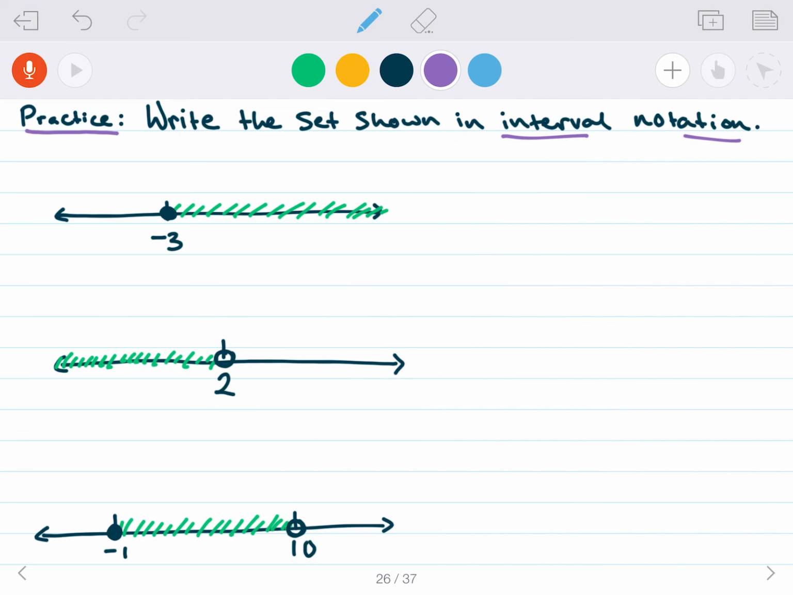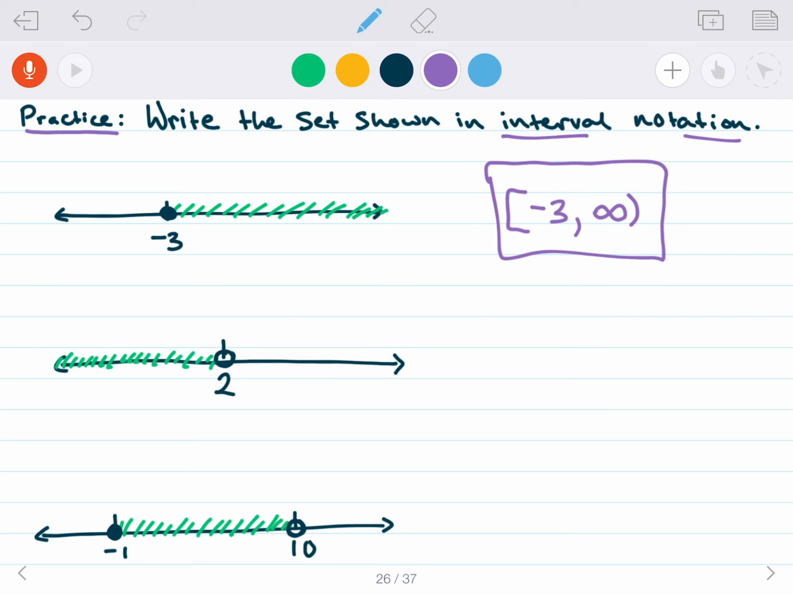So we always start at the number that we see first. So we're starting at -3, and we're shading to the right. So I'm going to put a comma going to the right, and we're going all the way to positive infinity. Now, again, infinity always gets a parenthesis, and that -3 is included because of the closed dot, so this is my answer. And to read that, you would say this is the set -3 to positive infinity. Okay, this is the set including -3, all numbers from -3 up to positive infinity, okay?